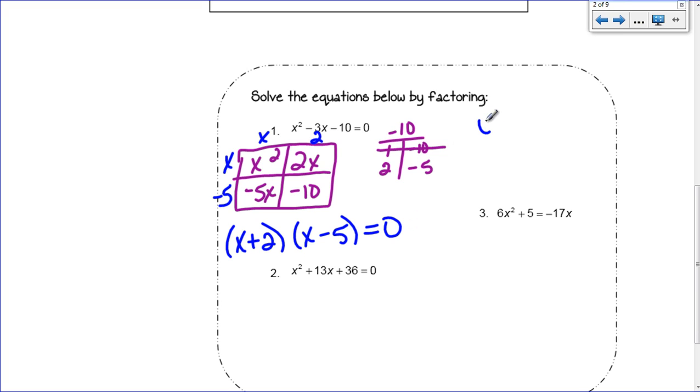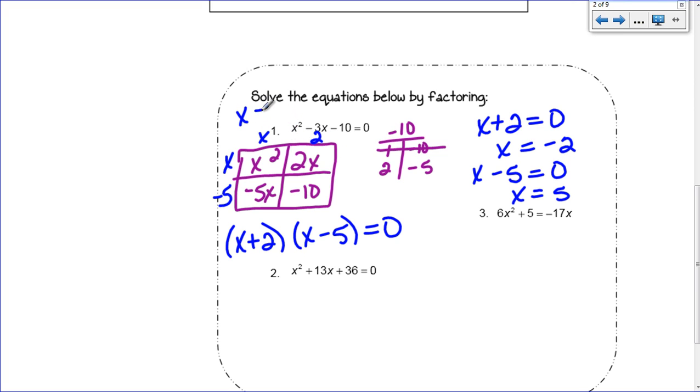My first factor was x plus 2. I'm going to set it equal to 0, and I'm going to solve for x. When I solve for x, I do that by subtracting 2 from both sides, so I get x is negative 2. Then I take my other factor, x minus 5, and set it equal to 0 because this entire equation equals 0. When I get x by itself, I do that by adding 5, so I get that x equals 5. So my 2 solutions for this quadratic right here are x equals negative 2 and x equals 5. You factored it, then you set your factors equal to 0, and you get your answer.